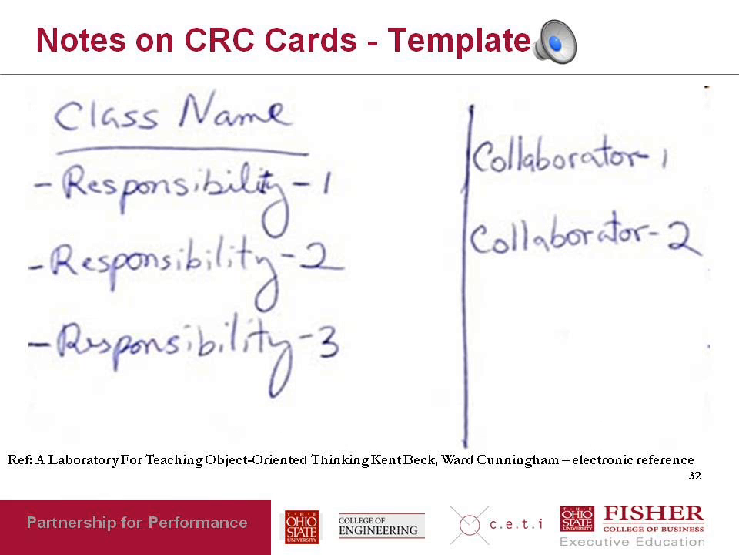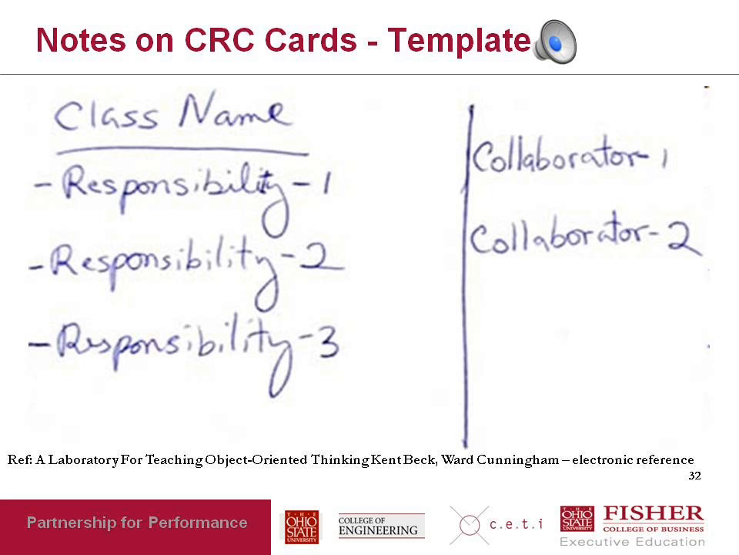And here's an example of a CRC card. So CRC cards are nothing more than 4x6 index cards. They're called class responsibility collaborator cards. And you're seeing here one side of the CRC card. So you see the class name, you have responsibilities listed there, and you have collaborators listed on the right.